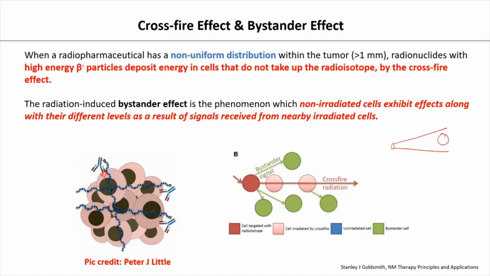For example, this cell is irradiated by the radiopharmaceutical, and these are the crossfire radiation. So this cell has crossfire to these cells, and these two cells are now irradiated. Now this irradiated cell keeps on secreting a signal which we call the bystander signal, and because of these signals it leads to the death of nearby cells. So together, both the crossfire effect and the bystander effect result in cell killing and an effective therapeutic response. These two effects are very important from the nuclear medicine point of view: the crossfire effect and the bystander effect.